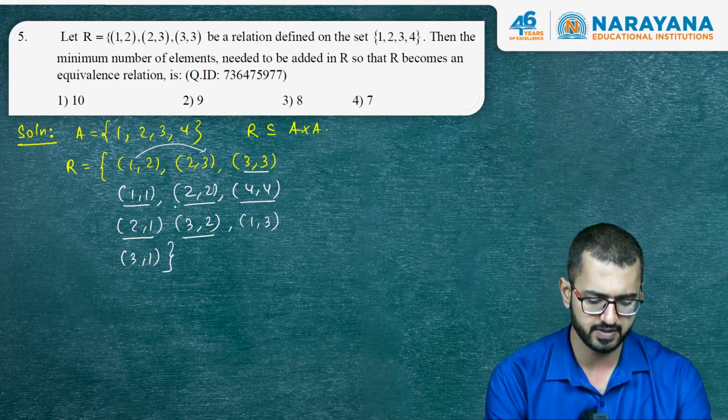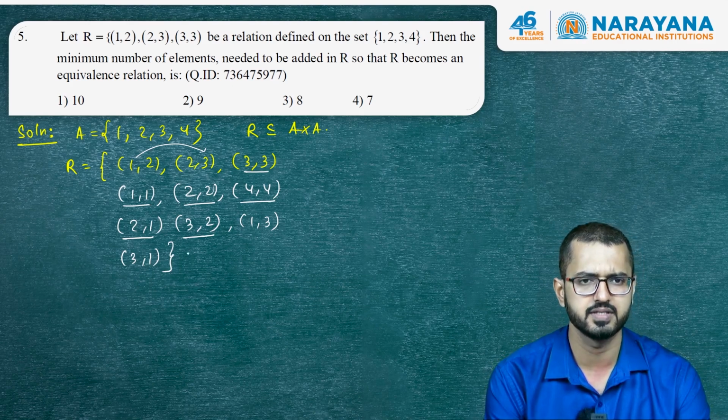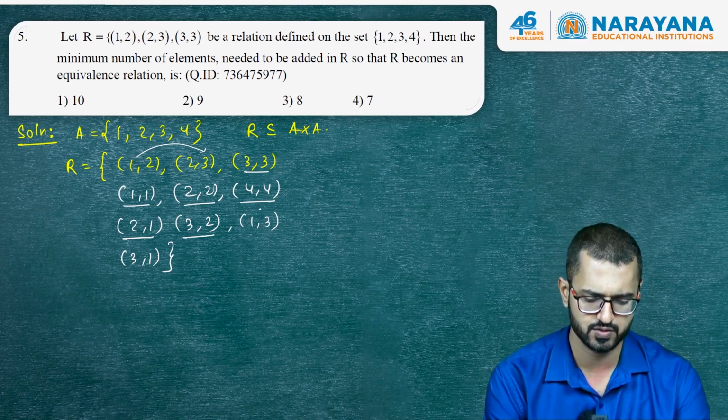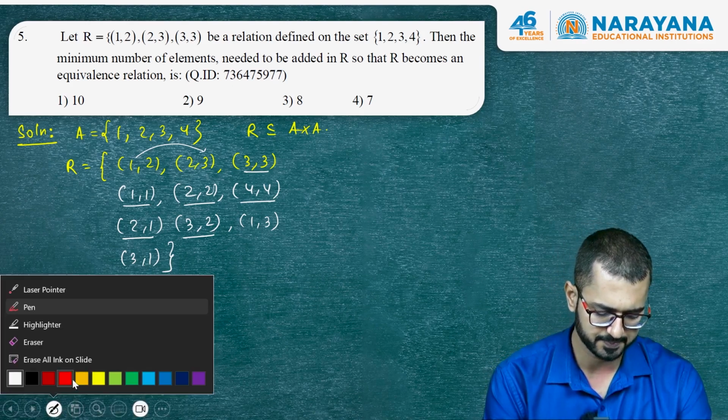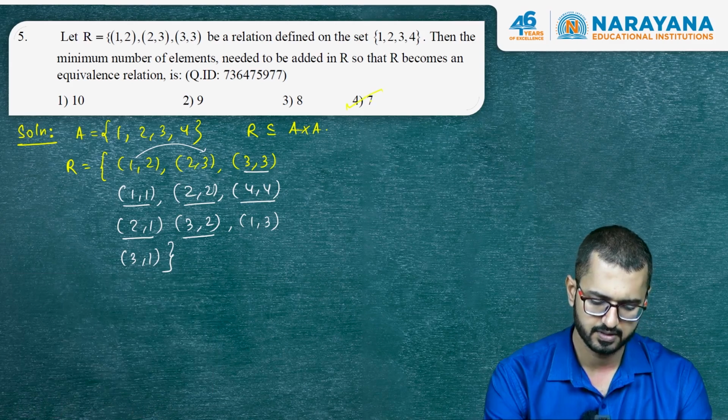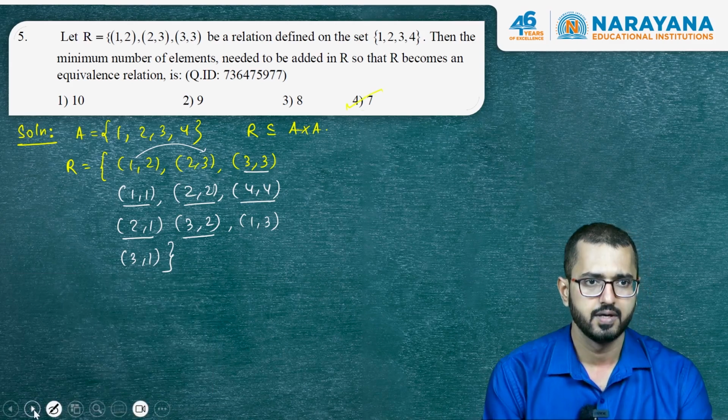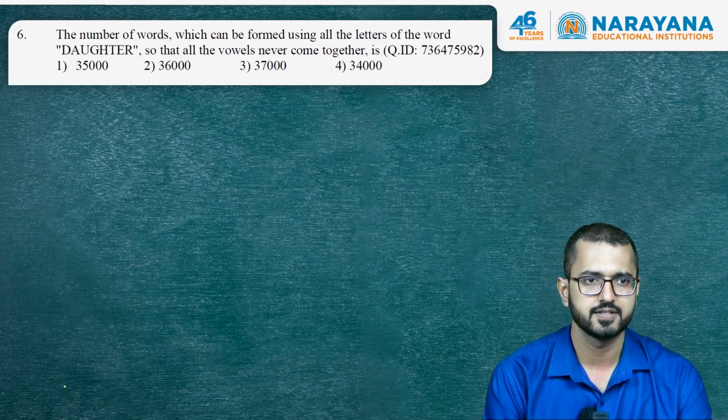So how many elements we have added so far in white? You can see that there are total 7. So answer would be 7. Okay. Yes. So moving to the next question, 6th.